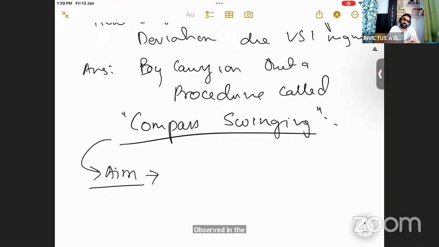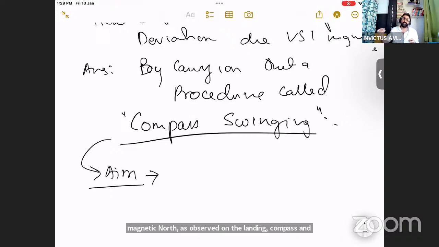So they'll put the compass in the aircraft only. Some pilots could do it in air also, but generally it can be done on ground. First purpose number 1, to observe or determine the deviations or differences between magnetic north as observed on the landing compass and compass north as observed in the aircraft on a series of headings. Generally, we take cardinal and quadrantal points in sequence.